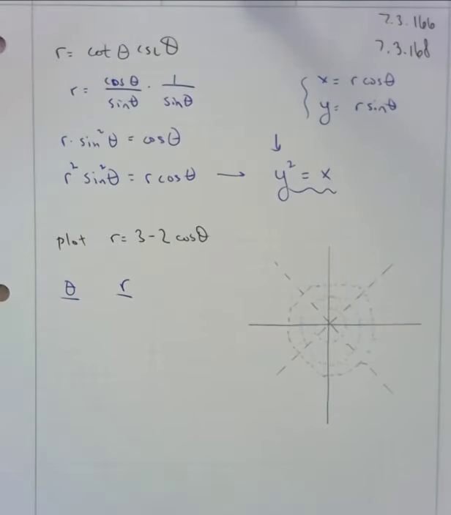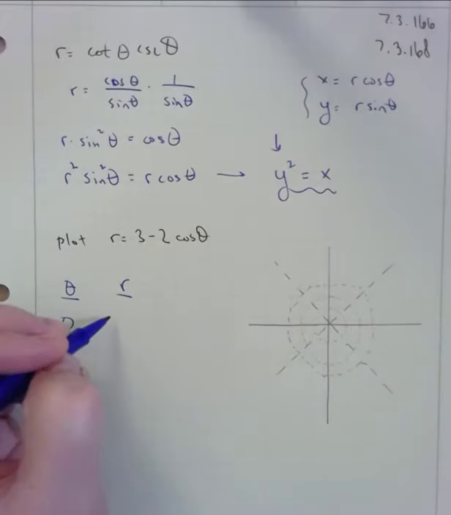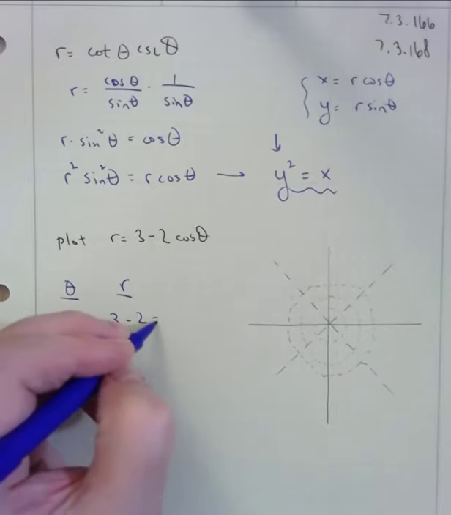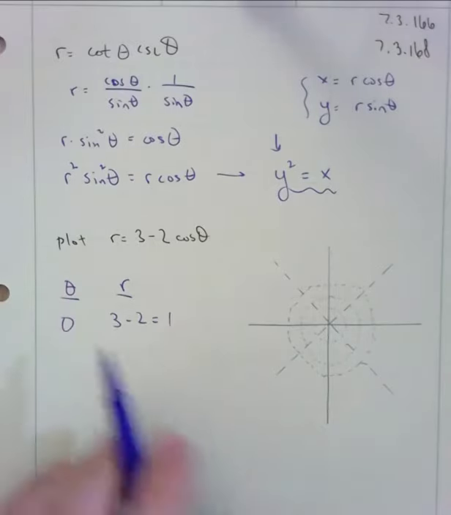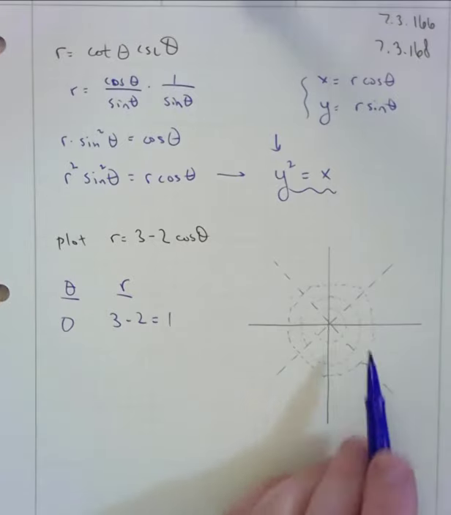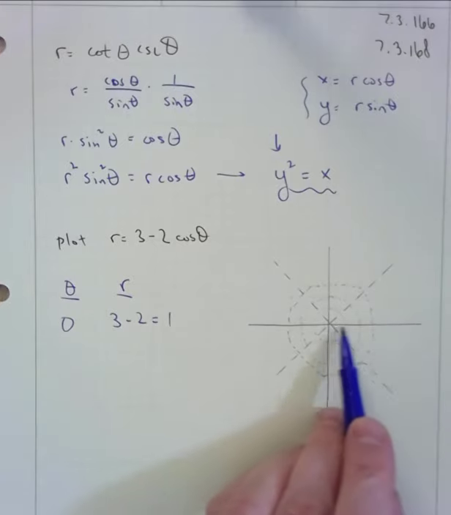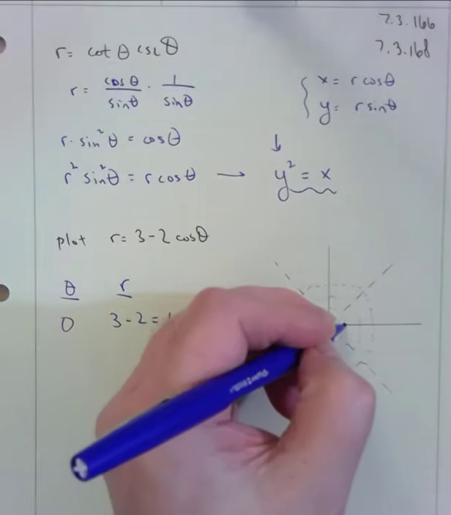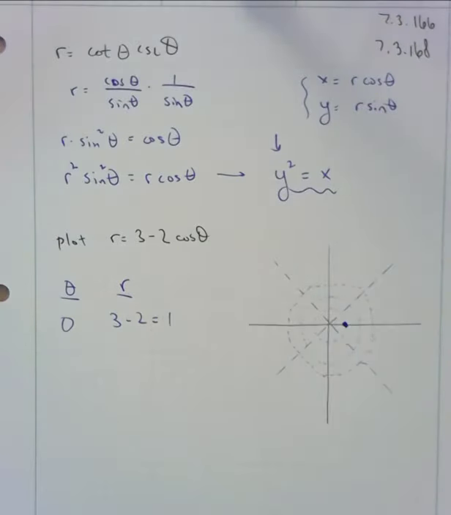We can pick anything we want for theta, so let's pick some convenient angles, such as 0. When theta is 0, r is going to be 3 minus 2 cosine 0, which is 3 minus 2 times 1, which is 1. And so when theta equals 0, that's this ray, the x-axis, r is 1. So we're going to put a point at theta equals 0, r equals 1.